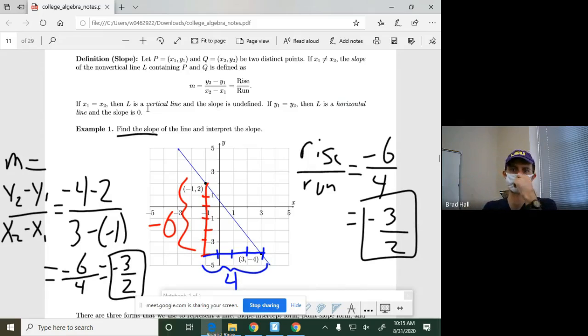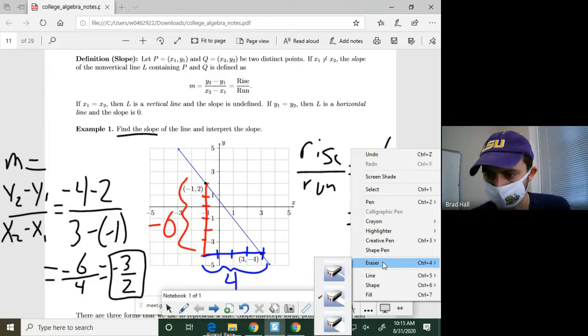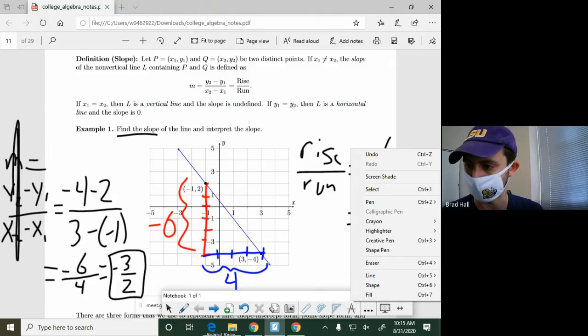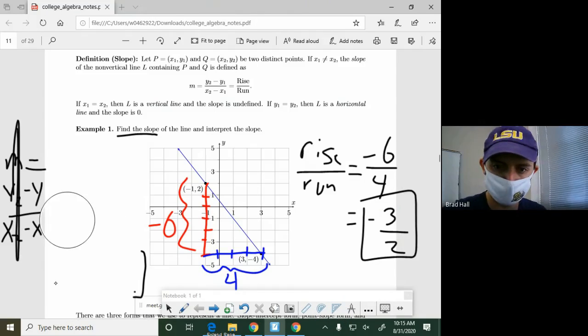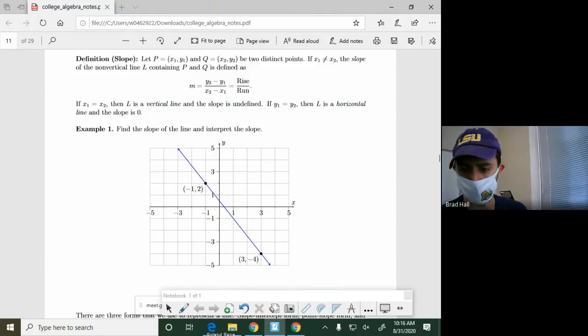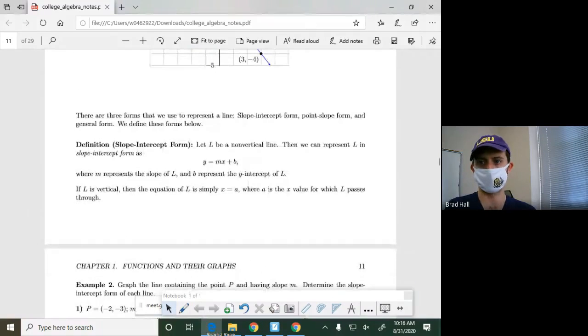And we have a problem coming up that actually talks a little bit about that in relation to a certain equation. Okay, so talked about that. Okay, so let's go ahead and move on to slope-intercept form.